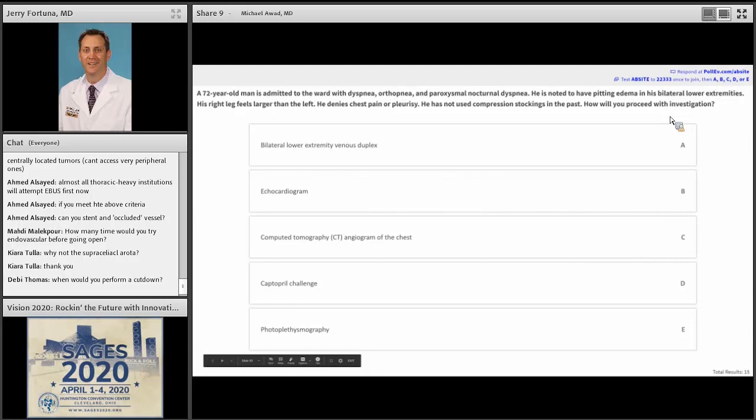A, bilateral lower extremity venous duplex. B, echocardiogram. C, computed tomography angiogram of the chest. D, captopril challenge. E, photoplethysmography.